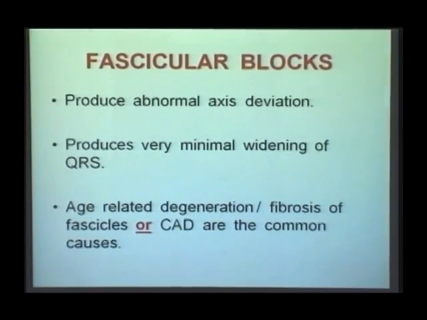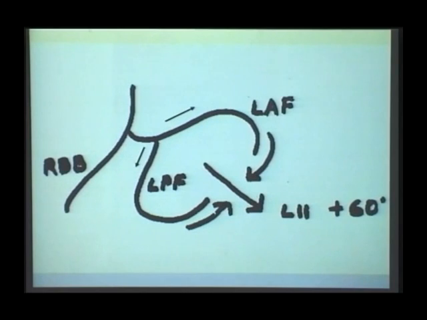So before we go into any abnormality, we always have the habit of knowing what is normal. Most often the normal is more difficult than the abnormals. Many times we know abnormals, we do not know normals. So at first we must know what is normal. How normally these two fascicles are depolarizing the ventricle, left ventricle especially.